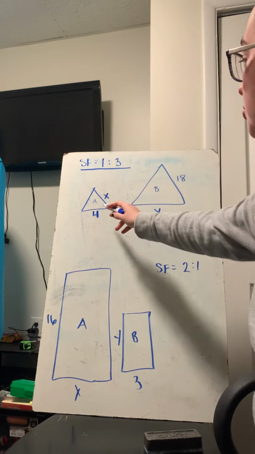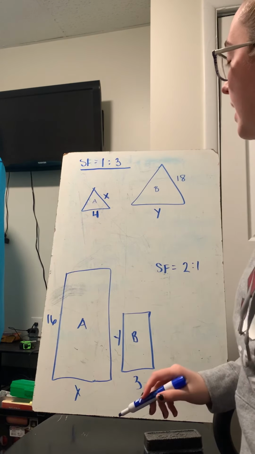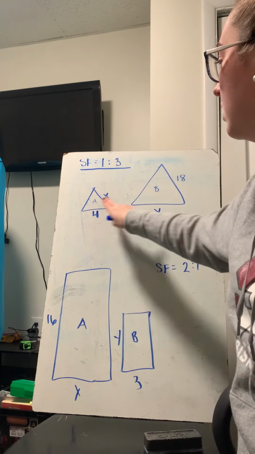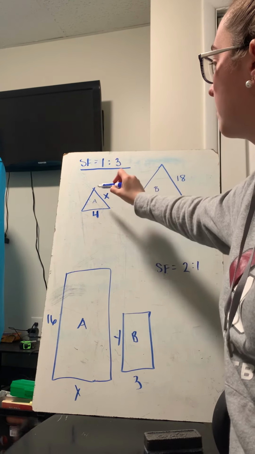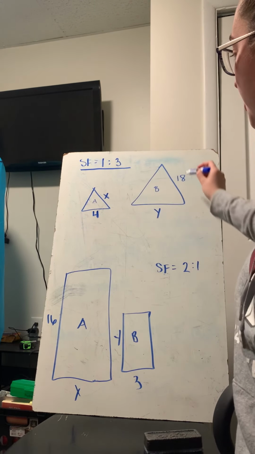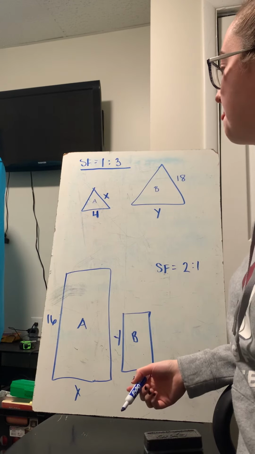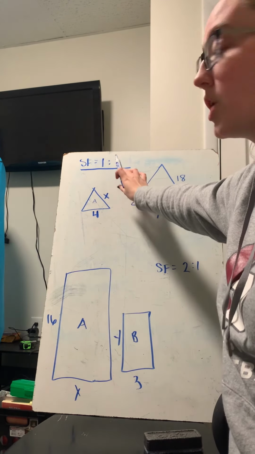So if I have two triangles, one is a small triangle and one's a larger triangle. That means I'm going from the small to the large, and my scale factor says I have 1 to 3, which means every 1 in my small triangle is equal to 3 in my large triangle. The scale factor appears written as a ratio. Remember, we write it with the colon.